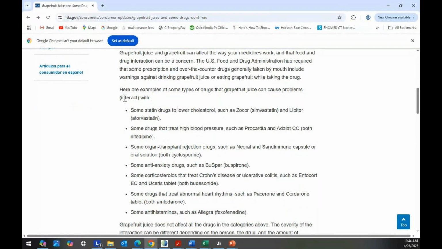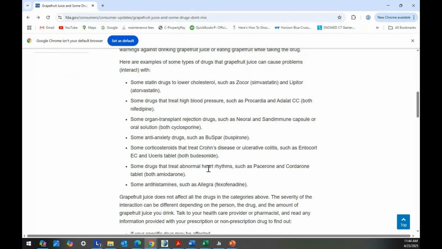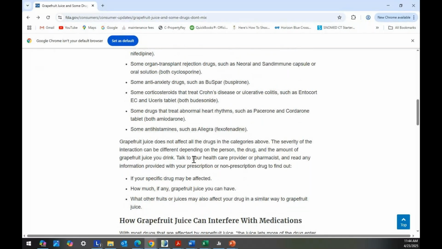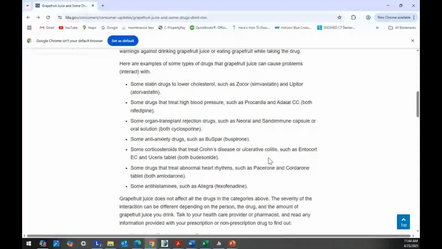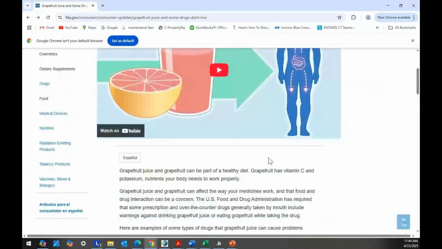So you can see here, the FDA even provides some examples of types of drugs that interact with grapefruit juice and may cause problems. So there are some statin drugs, some drugs that treat high blood pressure, organ transplant rejection drugs, even some anti-anxiety drugs, right? Corticosteroids. The list even includes drugs that treat abnormal heart rhythms. So we do know that part of the symptoms was arrhythmia, right? Also antihistamines. So you can see grapefruit actually can have a very interesting effect on a variety of medications, as we can see from this reference.